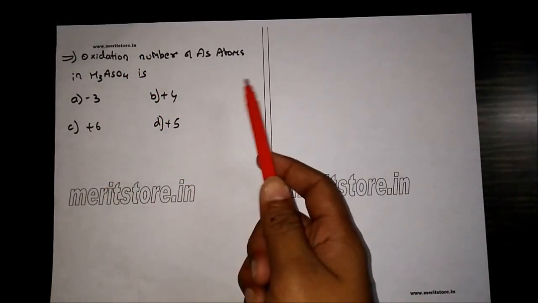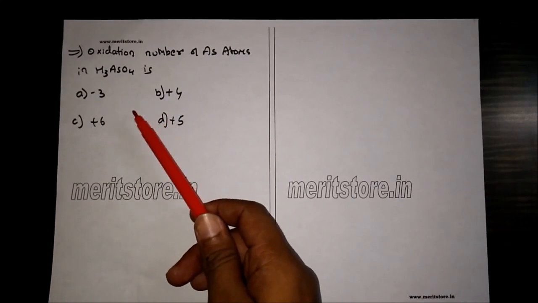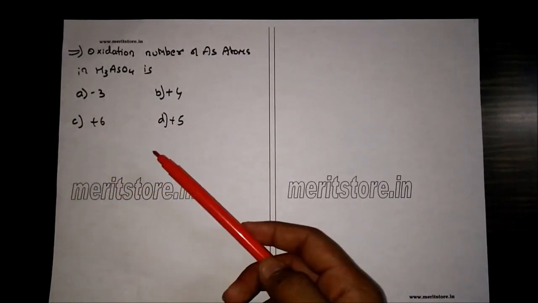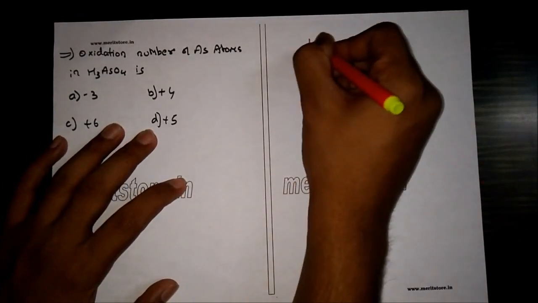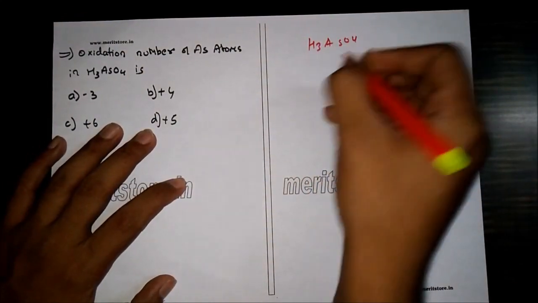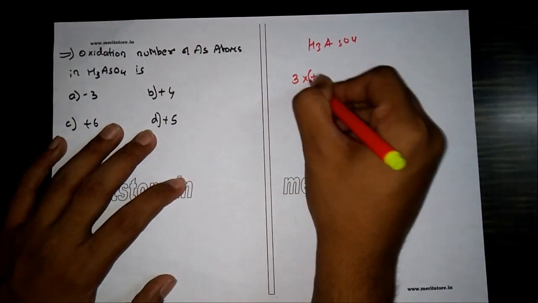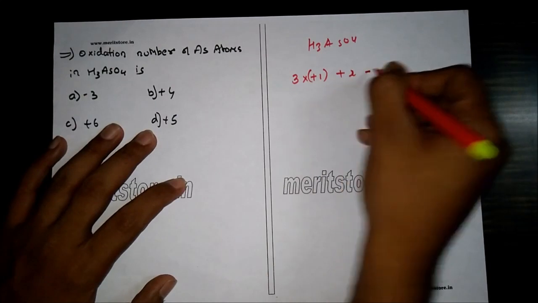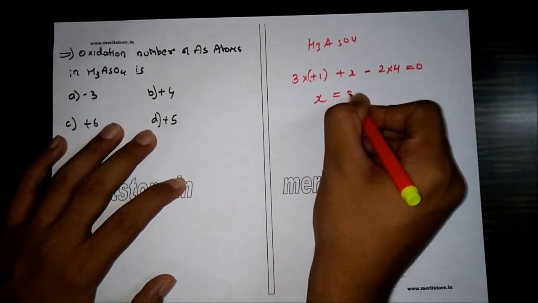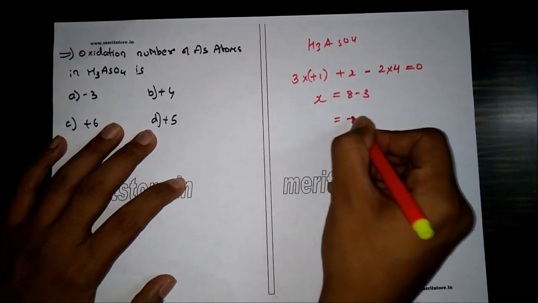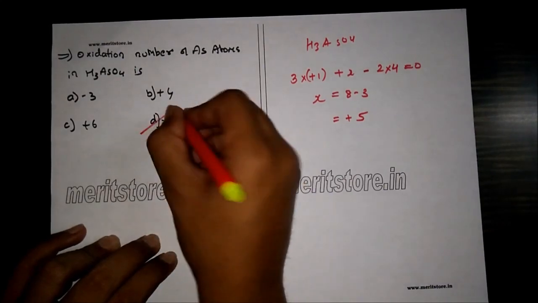The oxidation number of As atoms in H3AsO4 is A minus 3, B plus 4, C plus 6 or D plus 5. Now let the oxidation number of As be X here. So 3 into plus 1 plus X minus 2 into 4 will be equal to 0. Therefore X will be equal to 8 minus 3, which is equal to positive 5. Therefore here the correct answer will be option D, plus 5.